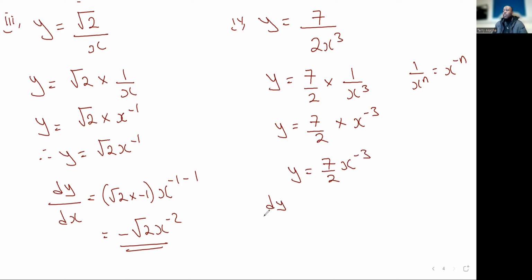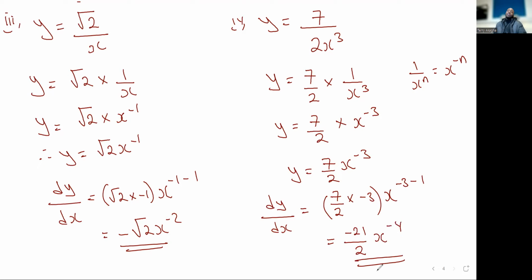Now we can differentiate this. Remember, the power is going to multiply the constant. So it'll be 7 over 2 multiplied by minus 3 and x to the power minus 3 minus 1. Then when you open the bracket for this, 7 times minus 3 will give you minus 21 over 2 x to the power minus what? 4. And that will be the answer for that.